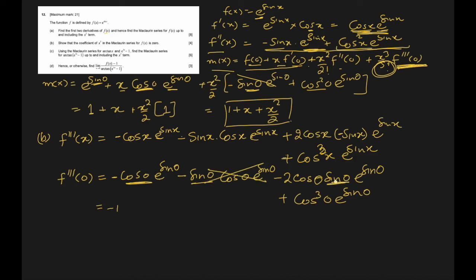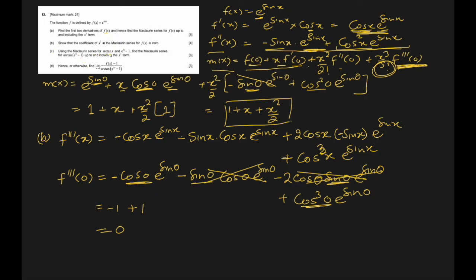Here also we have sine 0. So this whole thing is gone. This will be 1 cube, which is 1 plus 1, and e to power sine 0 is e to power 0, which is 1 again. So 1 minus 1 plus 1, 0. We have shown that the coefficient of x cube is 0. Let's go to C part.